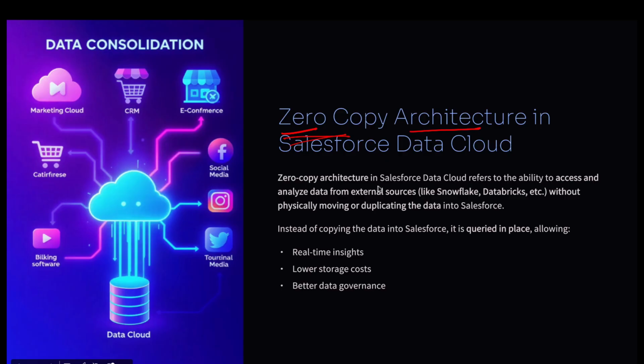Now let's look into the definition. Zero copy architecture in Data Cloud refers to the ability to access and analyze data from multiple sources, for example Snowflake and Databricks, without physically moving or duplicating the information to Salesforce. The major advantages of following this zero copy architecture are that it is real time, has low storage cost and better data governance. So I think now you get an idea of what zero copy architecture is. Now let's move to the next slide.